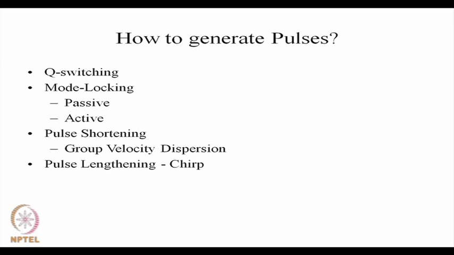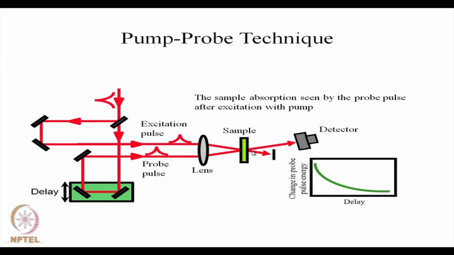It can be passive or active mode locking. Pulse shortening can be done by GVD, group velocity dispersion, and pulse lengthening can be done by chirping. Okay, so these are the various ways to generate pulses. Okay, what is a pump-probe technique? Now, the pump-probe technique, apart from your laser flash photolysis, which works in the nanosecond time region.